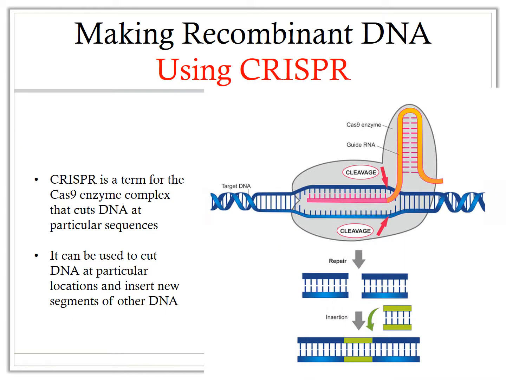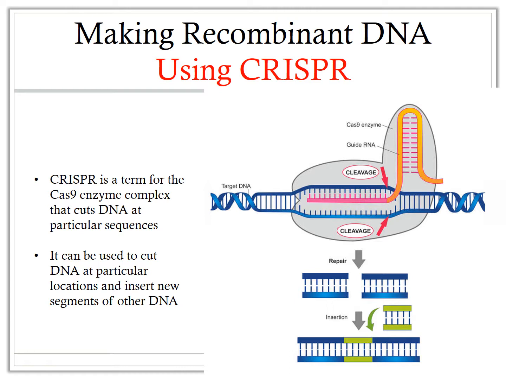Another way that humans can harness the making of recombinant DNA and inserting it into other organisms is called CRISPR. You might have heard this in the news talking about different experiments that are taking place with DNA. So CRISPR is a term for a Cas9 enzyme complex.